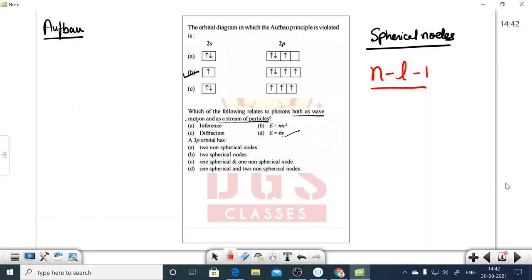Fine. So n minus L minus 1. In the case of 3p, n will be 3, L will be 1, as p has the value of L as 1, and so the spherical node or the radial node will be 1. And we have to find out the non-spherical also, that is the angular node, and that will be the value of L, and that for p is 1. So we have 1 angular and 1 spherical. So option number C will be the right option.